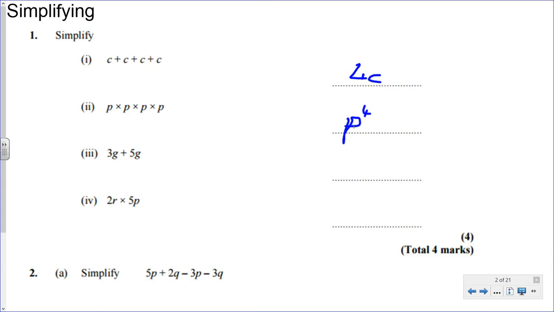When you're timesing, we need a power there. 3g plus 5g, that's 8g. 2r times 5p, that's 10rp. And then simplifying this expression here, I've got 5p. Later on, I'm taking away 3p. So in all, that leaves me with 2p there. Now let's go on to the q's. 2q, take away 3q, that's minus 1q.